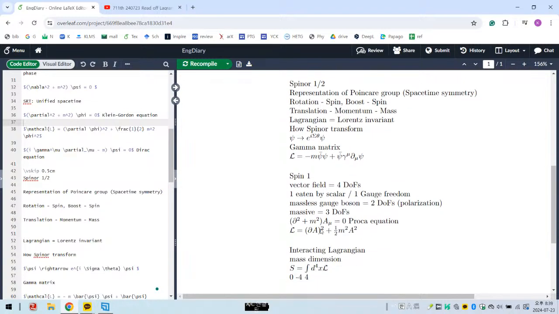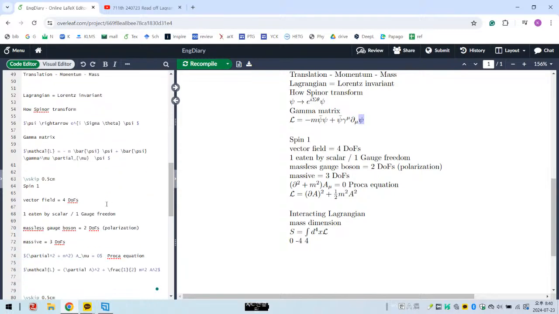Also, the vector field A mu has a mass dimension of 1. But the spinor has a mass dimension of 3/2. Let's see that. There is one momentum, so that is mass dimension 1. To make the Lagrangian mass dimension 4, the psi bar psi has mass dimension 3. Similarly, this is connected to the mass term. So the mass dimension of the spinor field is 3/2.